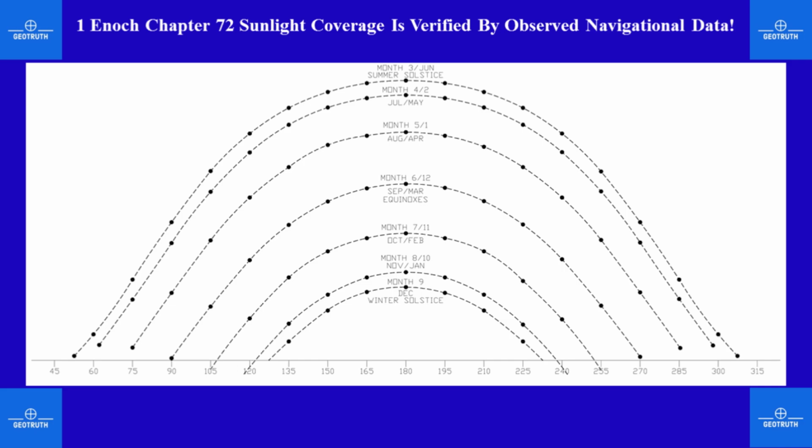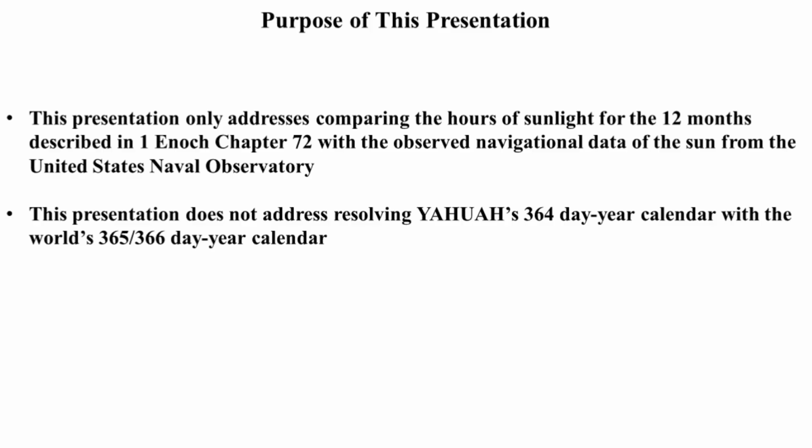Hi everyone. This presentation will prove the sunlight coverage described in 1st Enoch, chapter 72, throughout a year is verified by observed navigational data. The purpose of this presentation addresses comparing the hours of sunlight for the 12 months described in 1st Enoch, chapter 72, with the observed navigational data of the sun from the United States Naval Observatory.